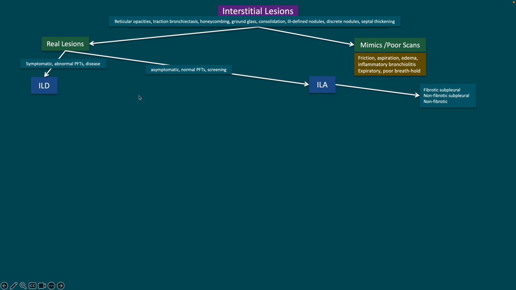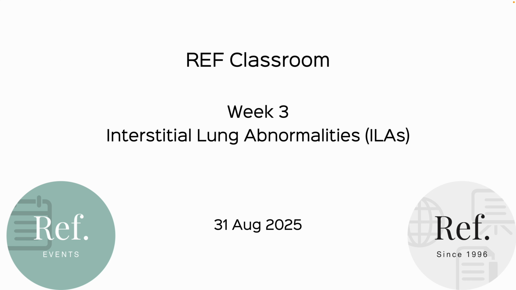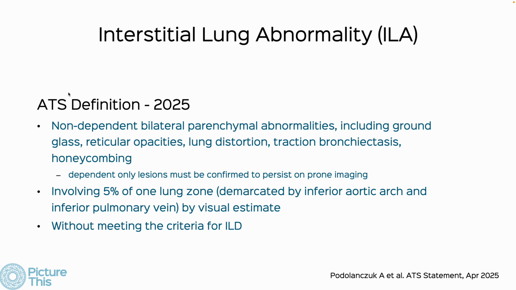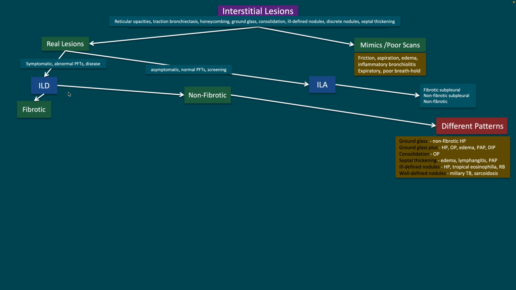Now, if the patient has real lesions, then the next question is, is it an ILA? Is the patient asymptomatic, has normal PFTs, and has been picked up on screening when the patient otherwise doesn't have any symptoms and has no other problems? Or is the patient symptomatic, has abnormal PFTs or disease, in which case it becomes an ILD? And so week 3 will be all about interstitial lung abnormalities, the various subtypes, and the new ATS definition.